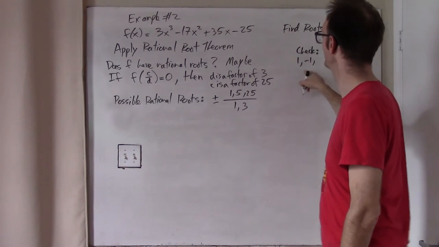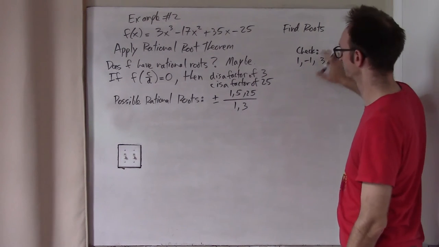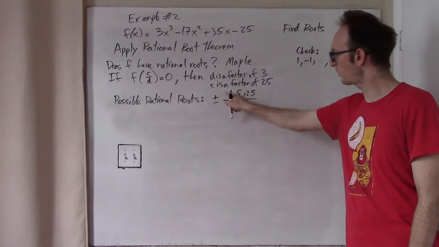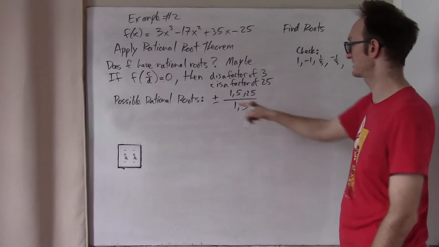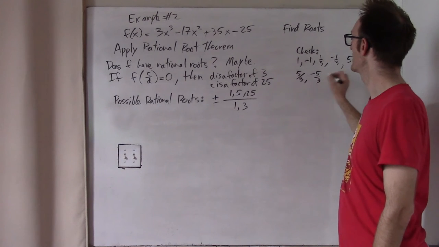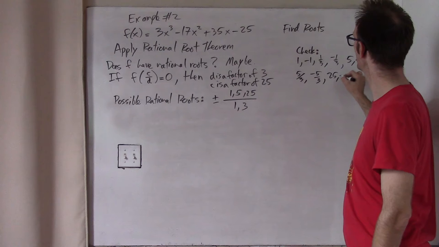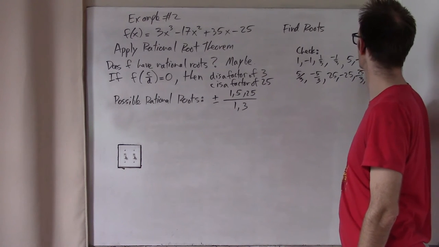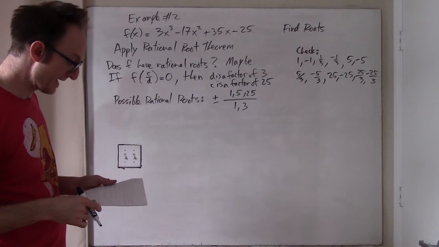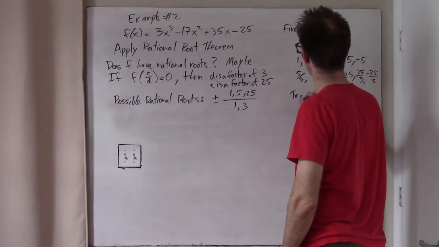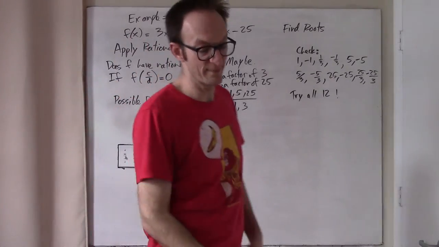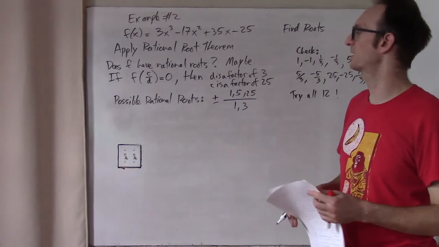Well, 1, negative 1, 3, negative 3, or sorry, no, that's not true. 1, negative 1, I guess we can do this different ways. 1 over 1, 1 over 3, so 1/3, negative 1/3, that's another possibility. 5, negative 5, 5/3, negative 5/3, 25, negative 25, 25/3, and negative 25/3. Okay, so this still kind of sucks because that is 12 numbers, but all we now need to do is just try all 12. And if we get lucky and hit one kind of soon, then great. But if we try all 12 and none of them work, then we just give up.